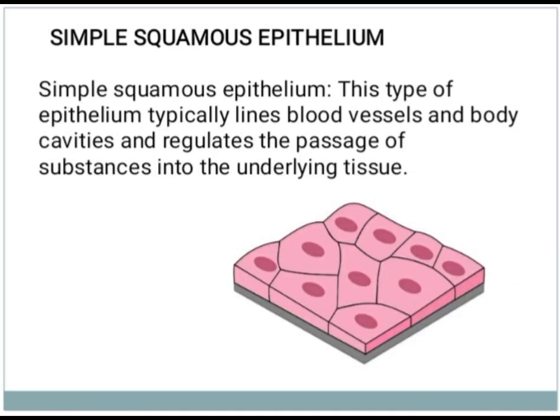Simple squamous epithelium. This type of epithelium typically lines blood vessels and body cavities and regulates the passage of substances into the underlying tissue. Ang simple squamous epithelium ay makikita po ito sa ating lungs, lalo na sa air sacs natin which is the alveoli, sa blood vessels. So, iisa lang naman ang function ng epithelium which is for protection, secretion, and absorption.